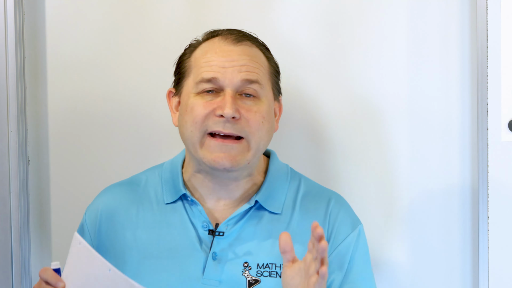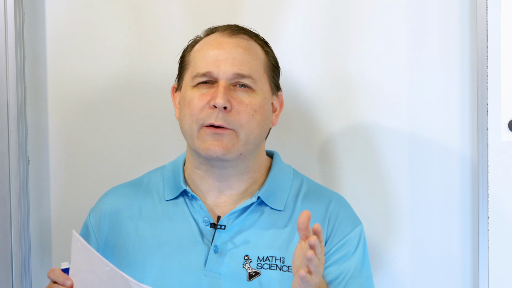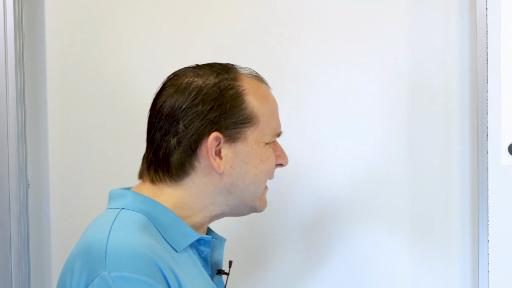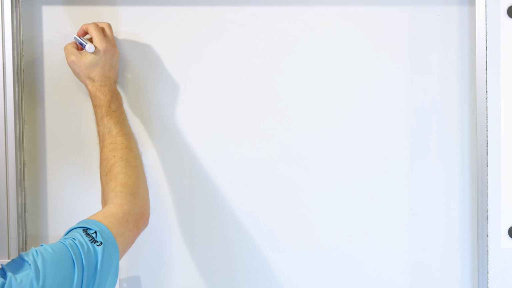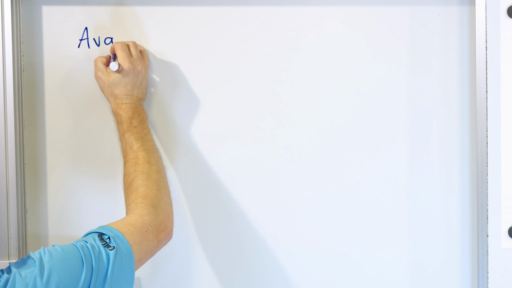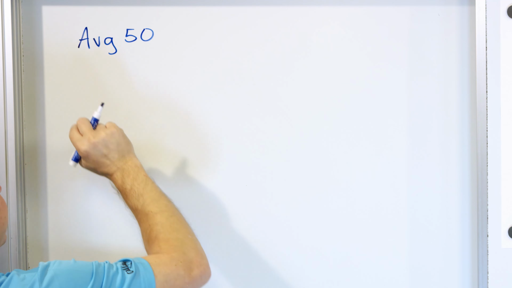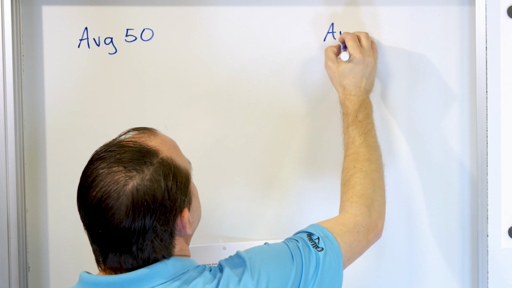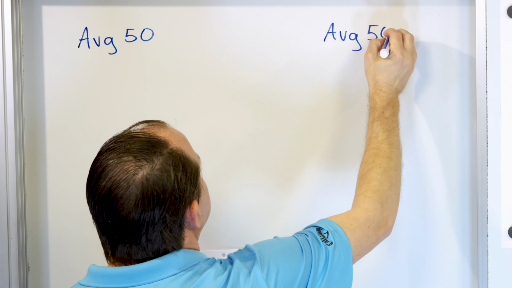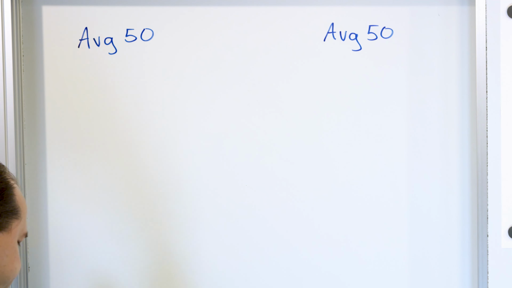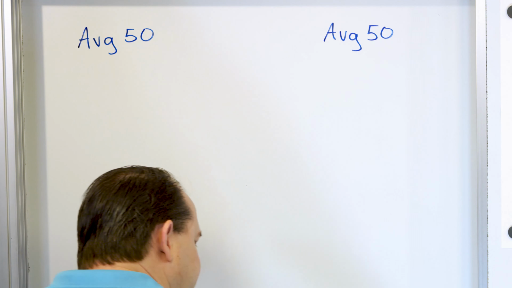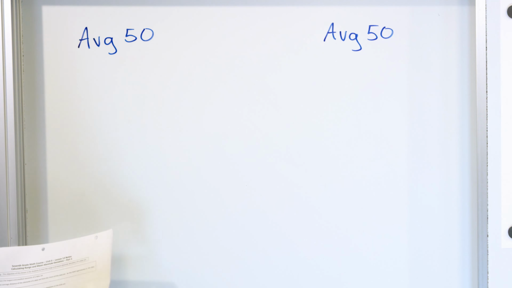Now, there are many ways to get an average of 50. That's the thing I really want you to understand. Let's take a look at two different ways really quickly. So, the average of the class is 50. This is the first scenario. And here's another set of grades that give an average of 50. All right, so let's look at a couple of different situations.